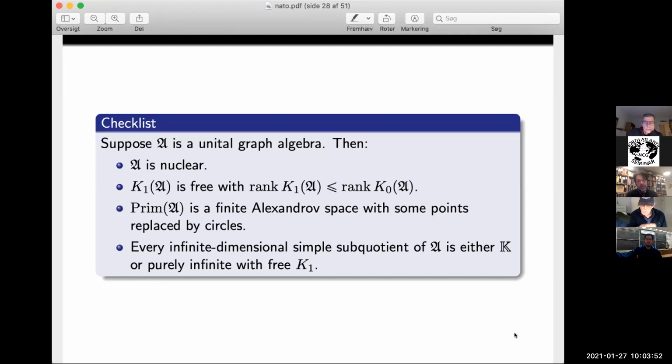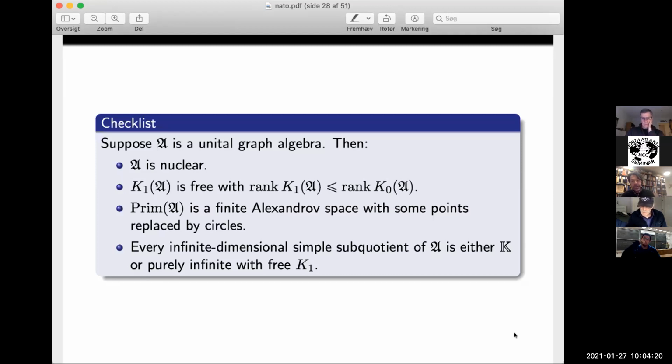But there are various ways of generalizing the idea of a graph algebra, but it's only for the graph algebras at this time that we have these very strong classification results. Of course, you might hope for the future, but that's hard. But if you have a unital graph algebra, then actually the primitive ideal space is going to have to look fairly special.